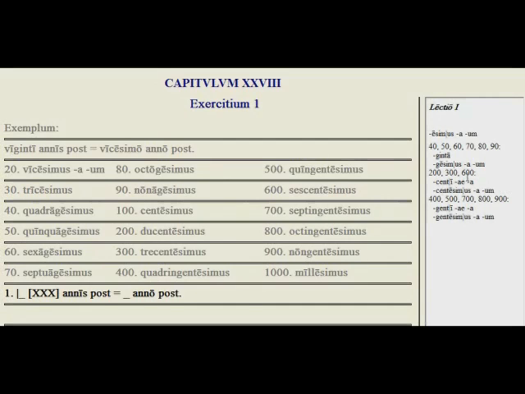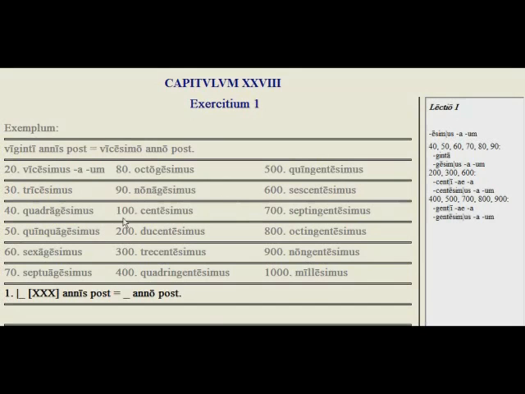And then the ordinal numbers formed from that would be ducentesimus and trecentesimus, which would mean the 200th and the 300th one. And here we have how you form 400, 500, 700, which is quadringenti, -ae, -a, and then the 400th would be quadringentesimus.